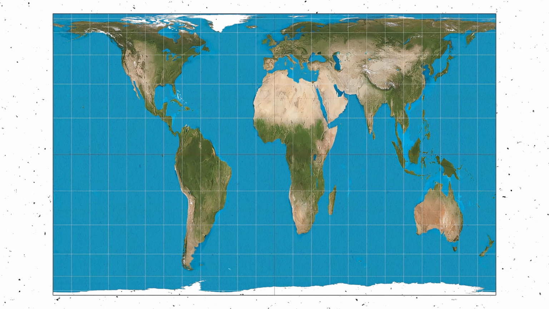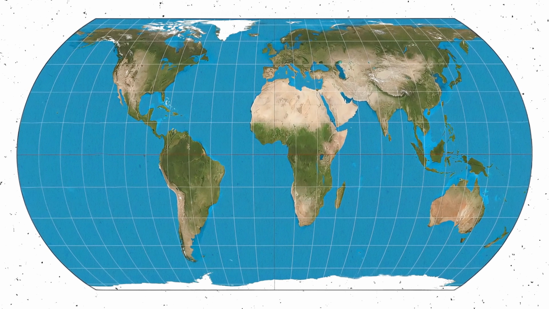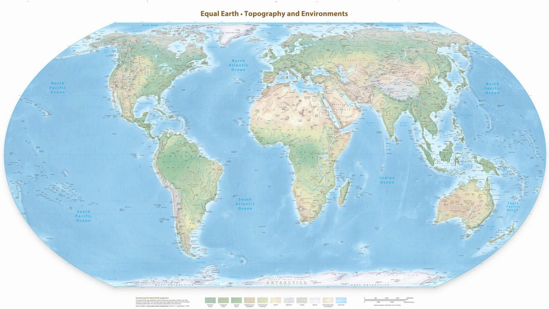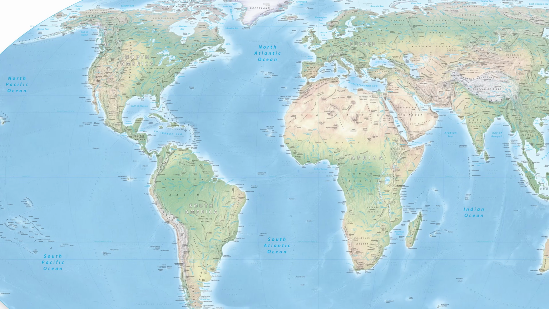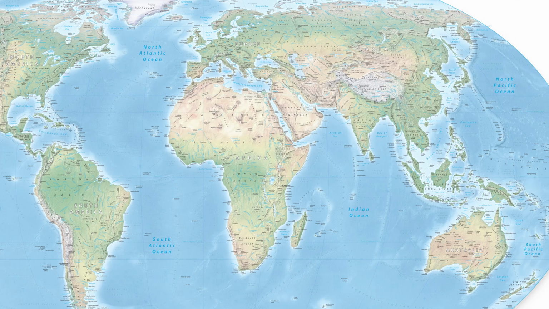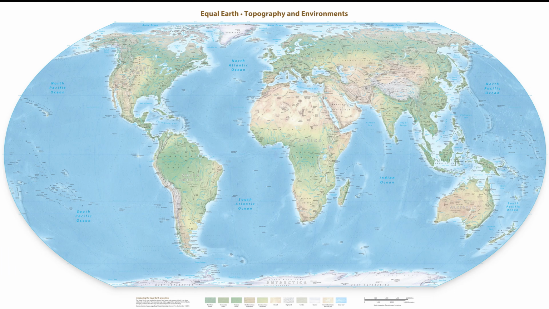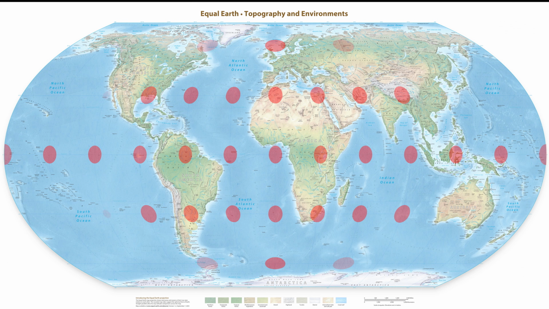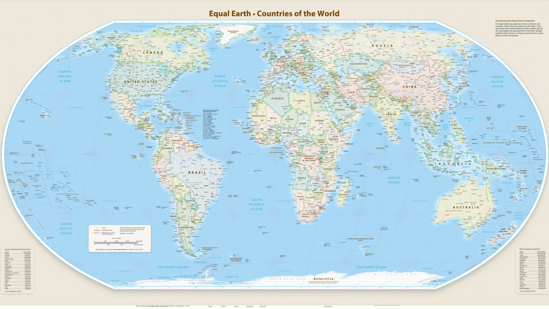But more recently, a new contender entered the scene. This is the Equal Earth projection. Unlike earlier area-preserving maps, Equal Earth was designed not just to be mathematically fair, but also visually appealing. It keeps the correct relative sizes of continents and countries while maintaining shapes that feel familiar and natural.